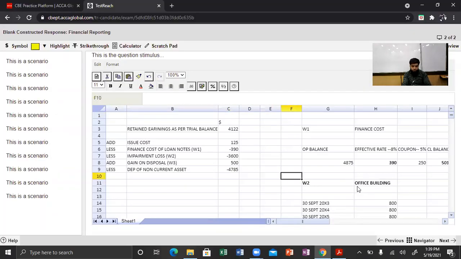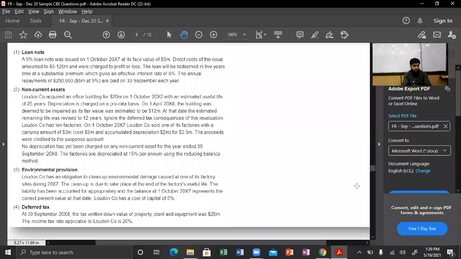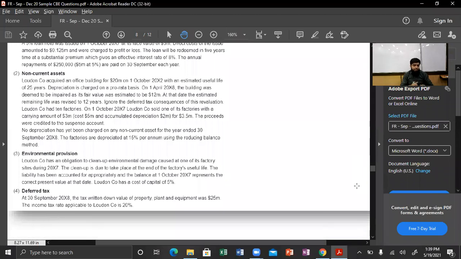Impairment was recorded for the office building, gain on disposal was adjusted, and finally the depreciation for non-current assets is also recorded. Let's move on to the third adjustment, that is the environmental provision, that is IAS 37. Definitely, LOUDON company has an obligation to clean up environmental damage caused at one of its factory sites during 20x7. The cleanup is due to take place at the end of the factory's useful life.